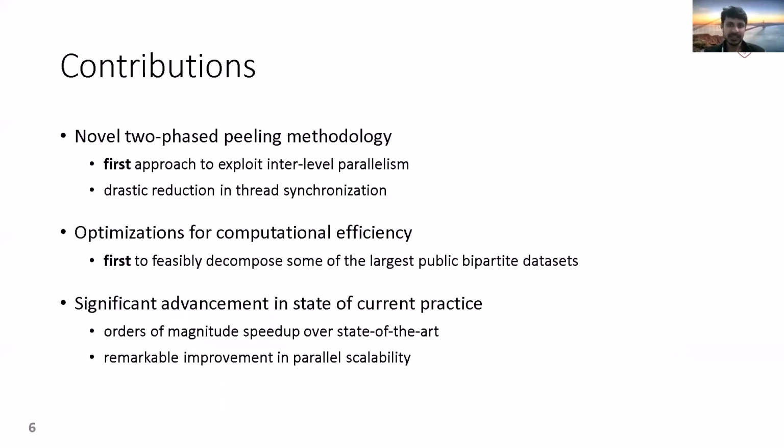Now, in this context, this slide summarizes the accomplishments of our paper. First and foremost, we propose a novel two-phase peeling methodology, which allows us to exploit parallelism across the levels of the hierarchy, not just within. This results in a drastic reduction in synchronization and improved scalability. And tailored to this approach, we also propose some optimizations to improve computational efficiency. We show that we are able to decompose some of the very large data sets that the existing algorithms cannot. And overall, with the speedup and the novelties in the algorithm, we significantly advance the state of current practice in this direction.